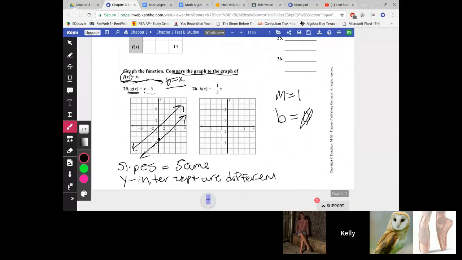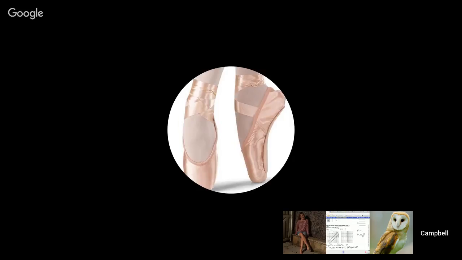And because the slopes are the same, what are the lines? What do we call lines that have the same slope? Parallel. We would say the lines are parallel.